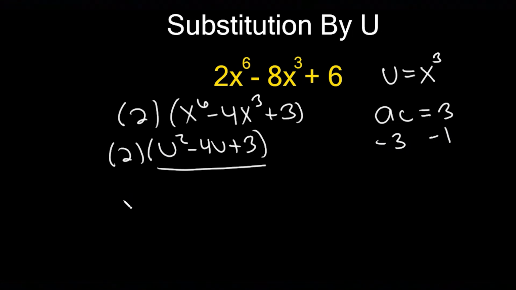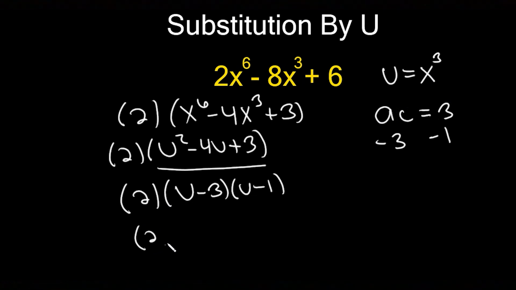So I get the following. I get 2, and then I get u minus 3, and then I get u minus 1, close it. And now, finally, we're going to go ahead and resubstitute back in what u actually is. u is x cubed. So I'm going to go ahead and rewrite as 2 times x cubed minus 3, and then I'll get x cubed minus 1.